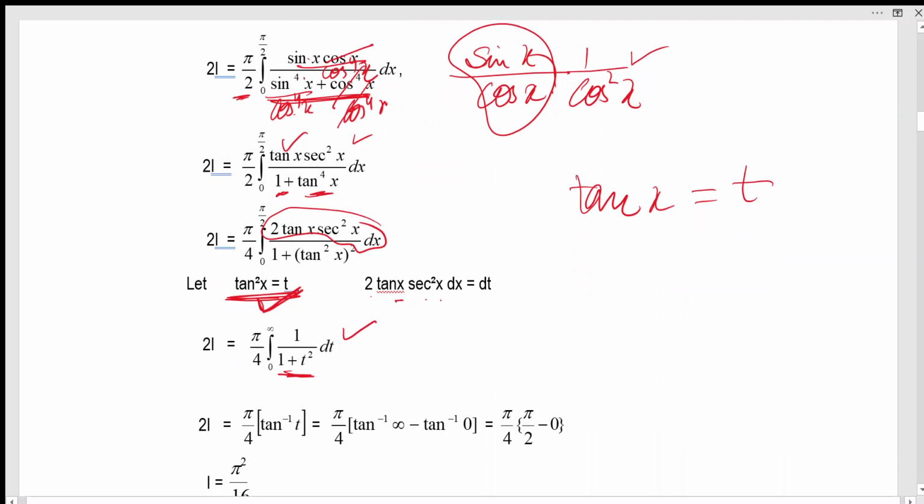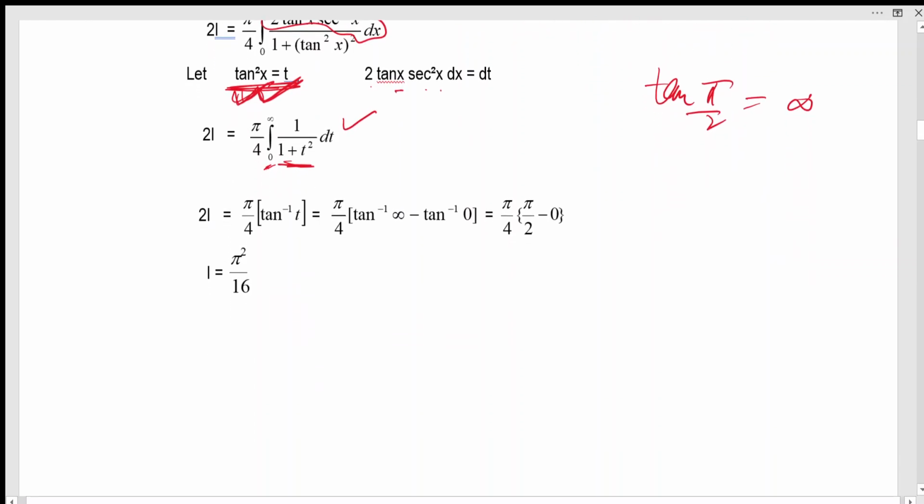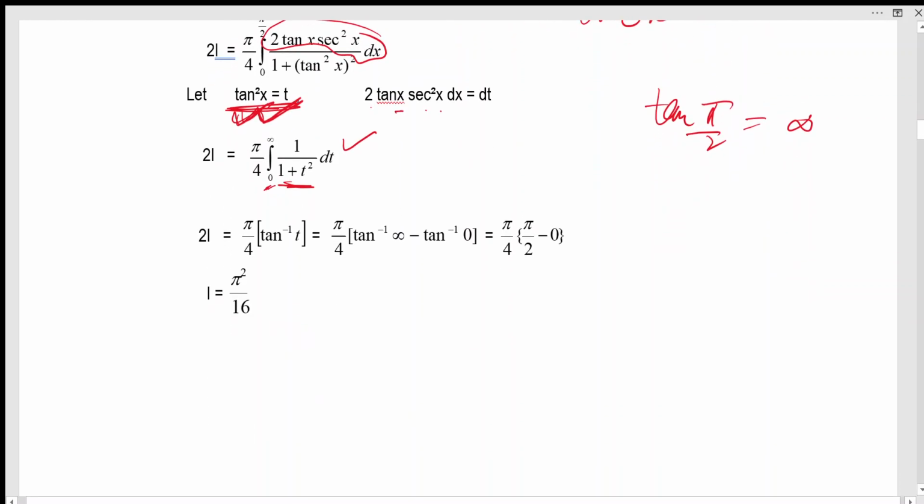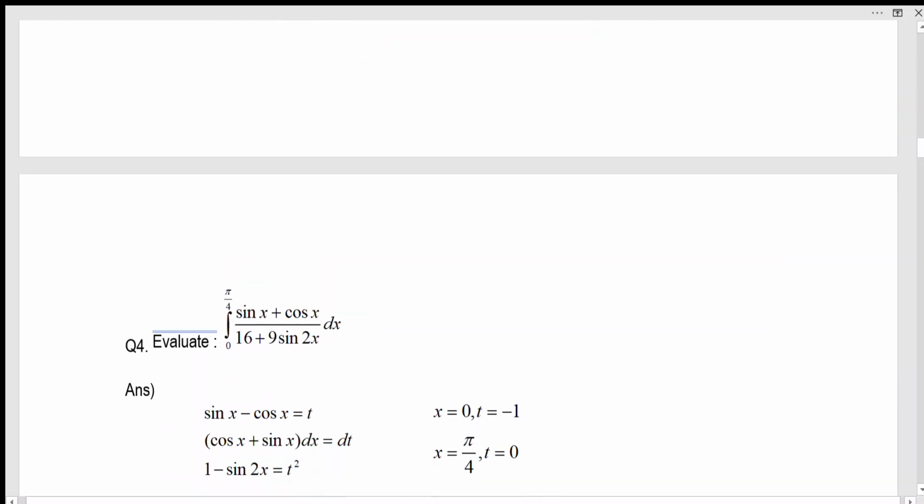Make sure you change the limits. So when you're changing the limit, when x is 0, so tan 0 is 0. So the lower limit will be 0. And when x is pi by 2, so what is tan of pi by 2? Tan of pi by 2 is not defined, that is infinity. So the upper limit will be infinity. Integration of 1 plus t square is tan inverse t. Apply the limits and you will get the answer. Moving to the next question.